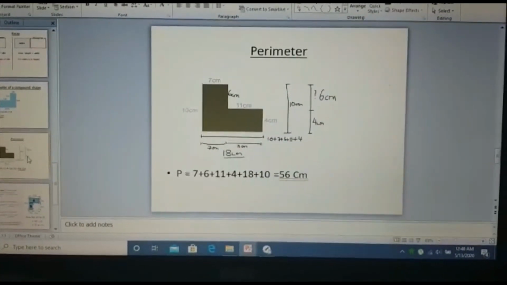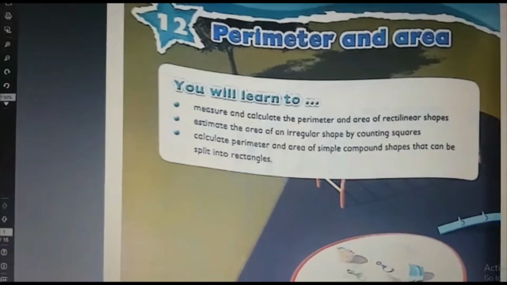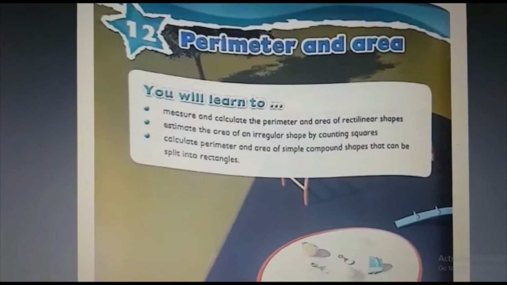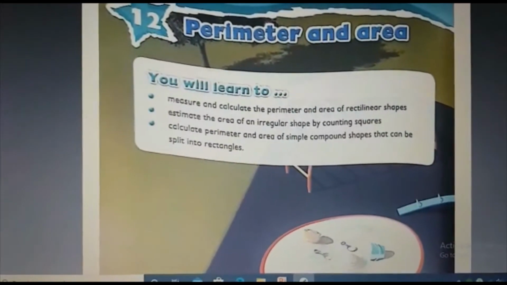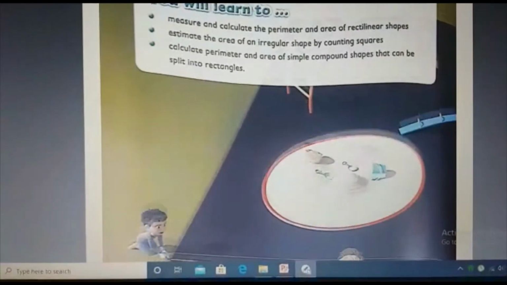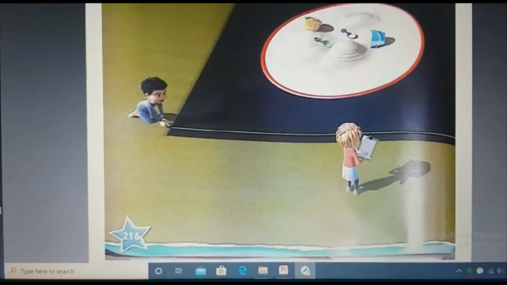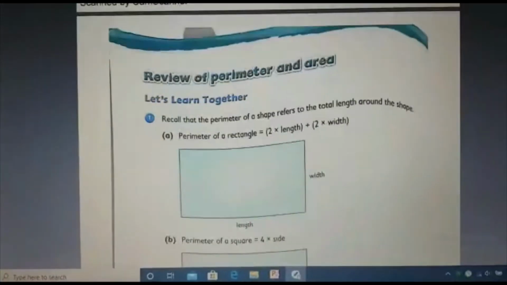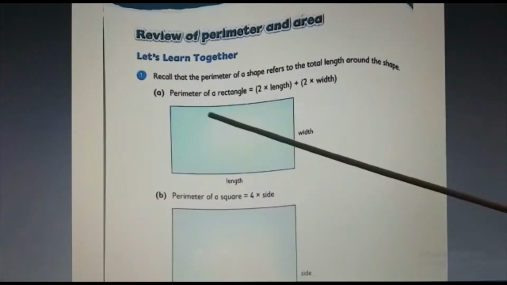So now we can go to the textbook and deal with the student book exercises. In the student book, unit 12, that is area and perimeter. First we are going to deal with perimeter. Then we can go in detail about the area. Area and perimeter we have already discussed in yesterday's video. Hope you have gone through that. That is just the review that we had discussed yesterday.